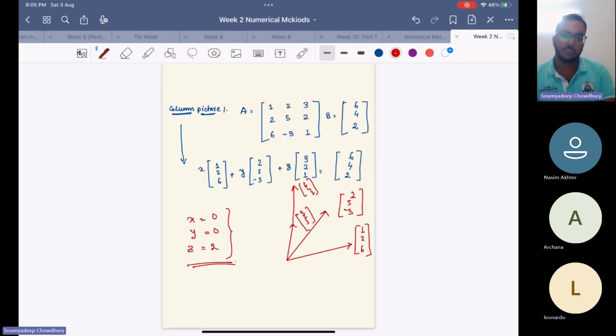So this column picture thing is clear. It is just an intuitive way of solving any system of equations. It is basically a way of solving linear equations. Is this thing clear? Can I move forward? Fine with everyone?